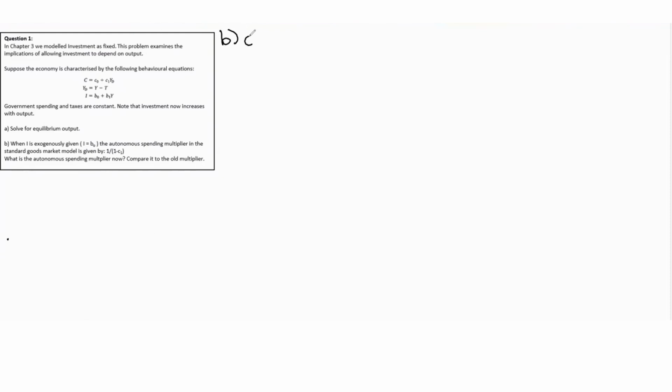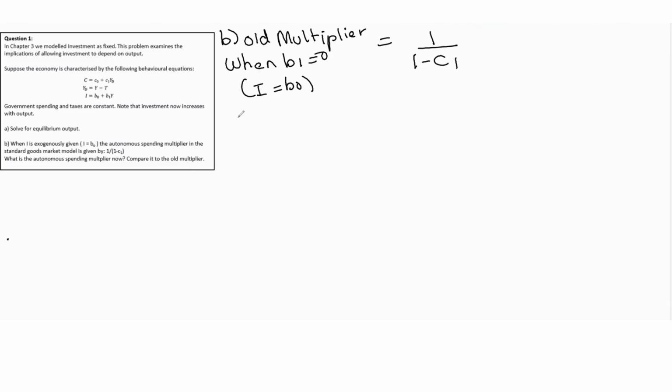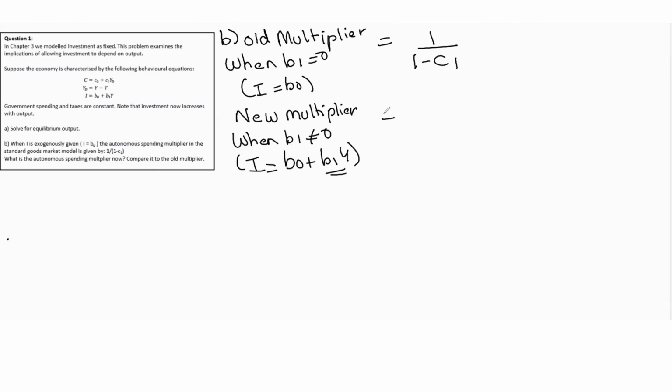So in part B, the old multiplier, when B1 is equal to 0, which means that I is just equal to B naught, investment is exogenously given, is 1 by 1 minus C1. Now the new multiplier, when B1 is not equal to 0, i.e. investment is equal to B naught plus B1 Y, so investment depends upon output in this case, is 1 by 1 minus C1 minus B1. So let's do a mathematical comparison first.